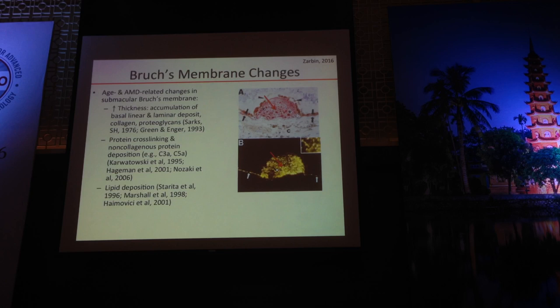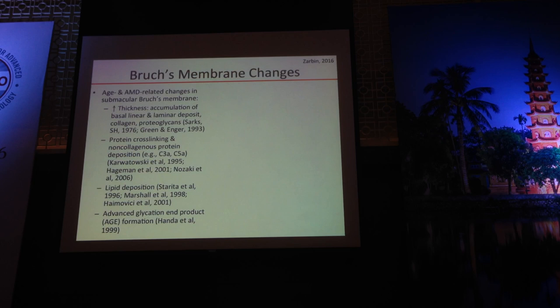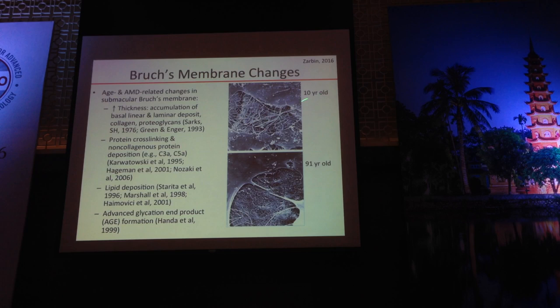And then finally, you see toxic accumulation of products in Bruch's membrane, like advanced glycation end products. So if we just step back and look at the Bruch's membrane of a 10-year-old versus a 91-year-old, this is the RPE base of the membrane. This is a scanning electron micrograph. You can see the inner collagenous layer has a lot of open spaces when we're young. But when we get to be older, virtually all those spaces are gone. They're filled with debris.